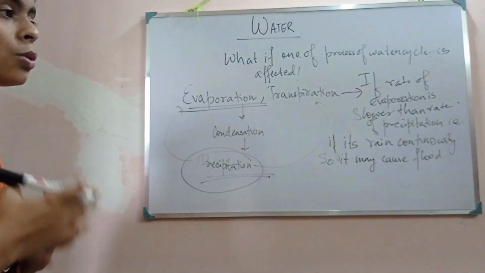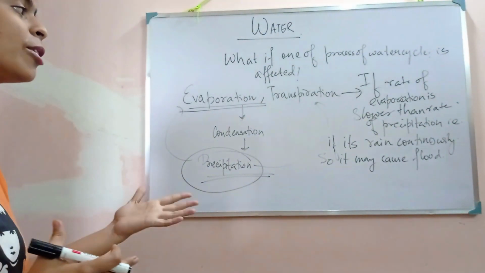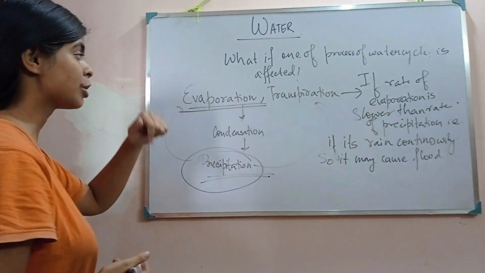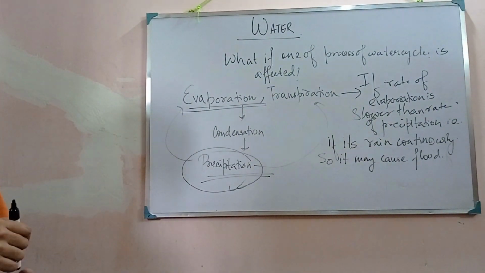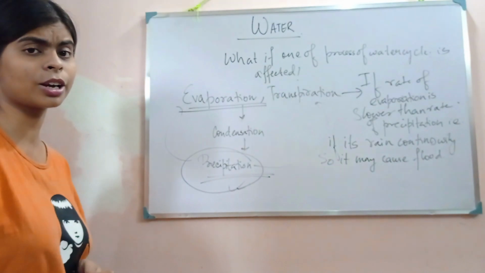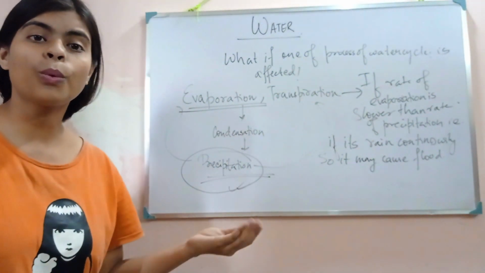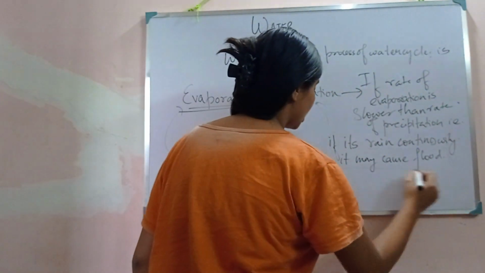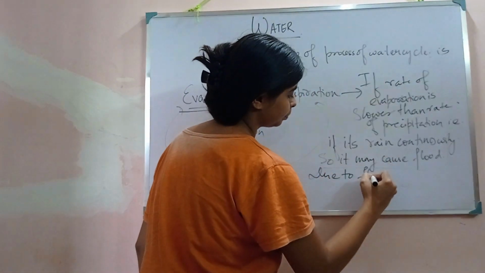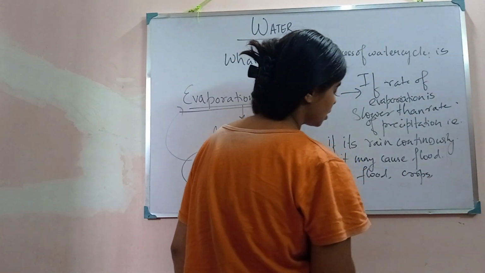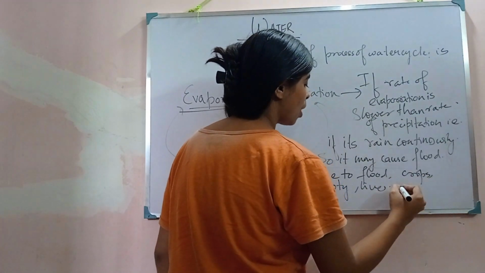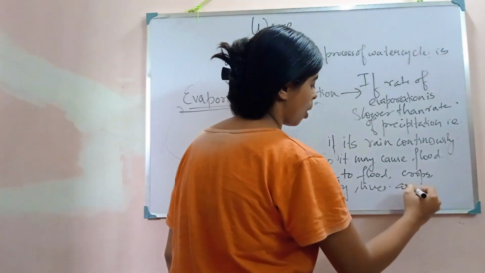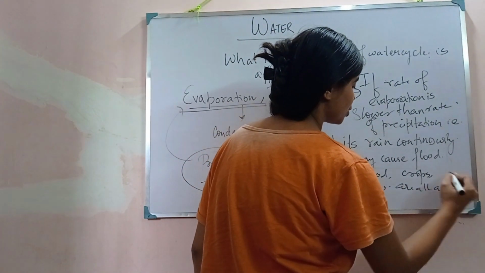If one of the processes is absent or becomes slower, then it affects nature. And how is it affecting? If no evaporation occurs and only precipitation occurs, then it is raining continuously. If it rains continuously for 2 or 3 days and no evaporation is happening at all, it may cause a flood. And we know what happens due to a flood: crops, property, and lives are affected or destroyed.